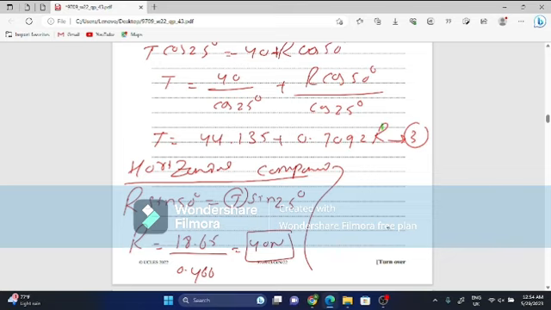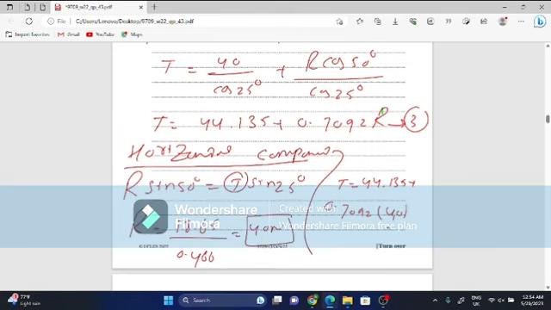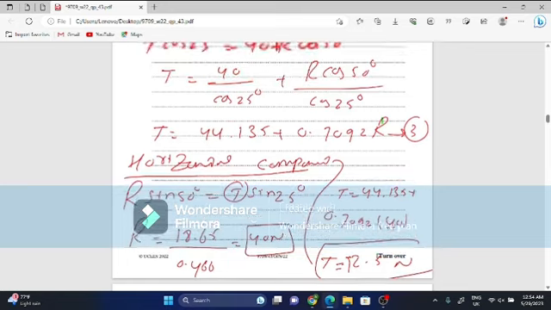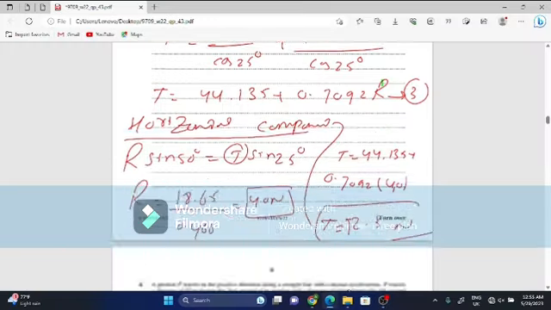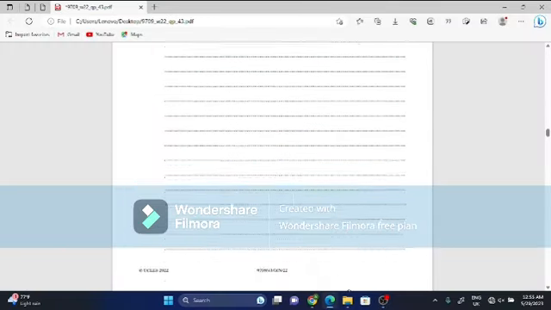That gives you T equals 44.135 plus 0.7092 times 40. So do the multiplication and addition, and at the end your value for this T would be 72.5 newtons. So that will be the answer for question number 3. Next is question number 4.